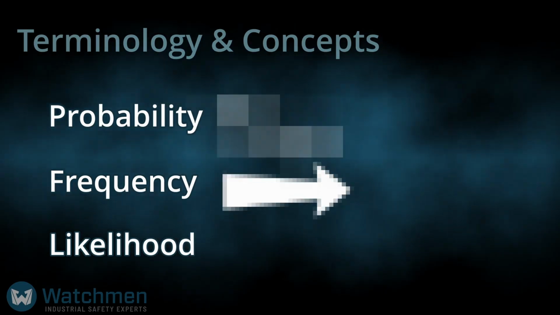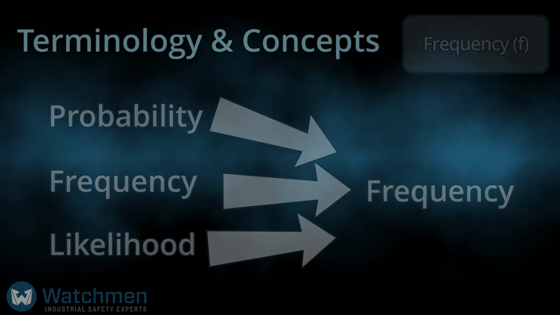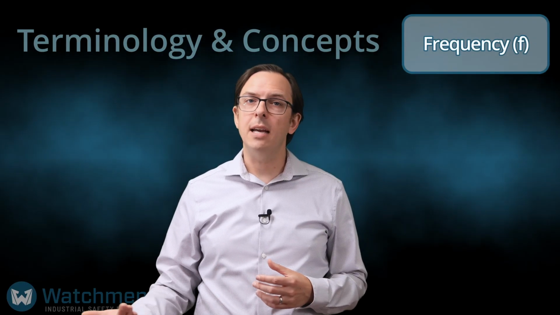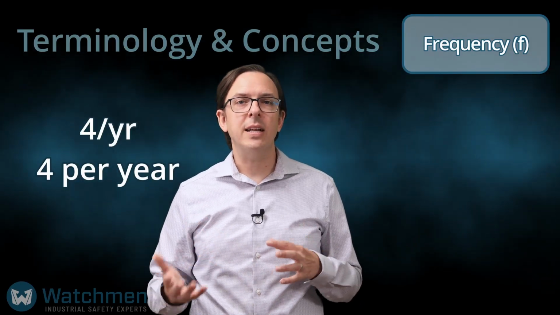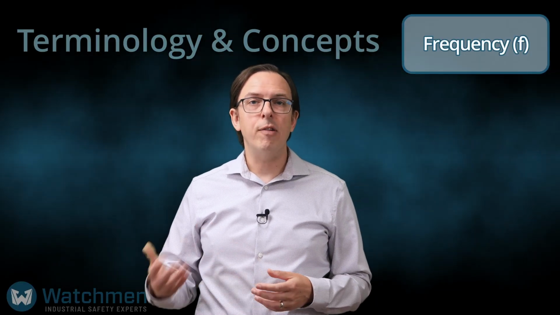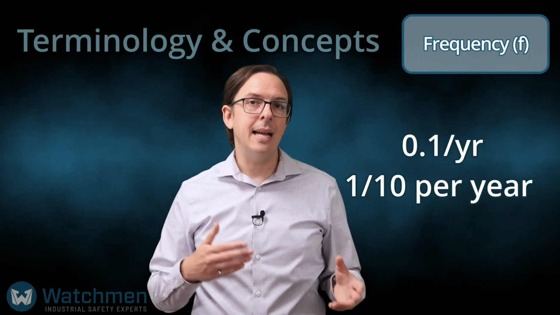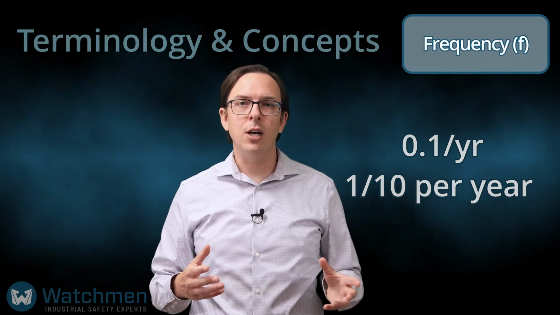In LOPA, we use frequency to discuss how often we expect a scenario to occur. Frequency is given in events per year. So for example, a frequency of 4 per year means that the event is expected to occur on average 4 times per year. A frequency of 0.1 indicates that there is a 10% chance, on average, that the event will occur in a given year.